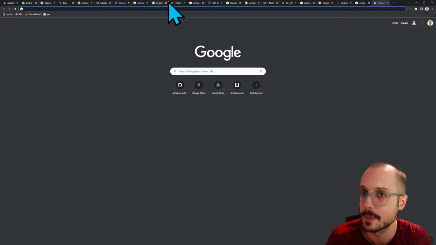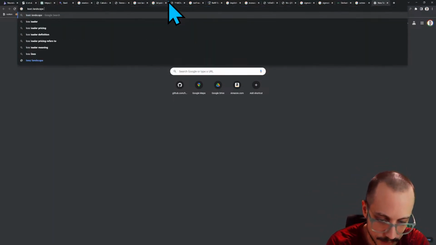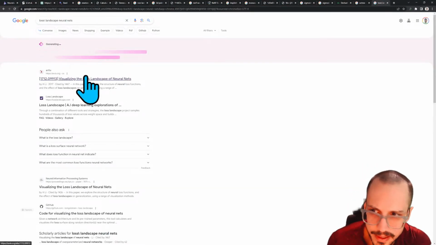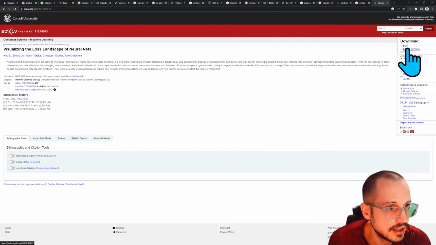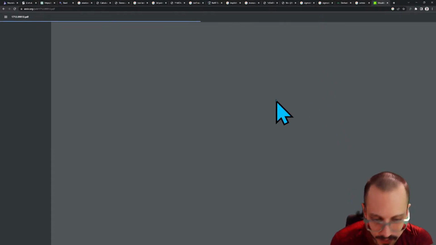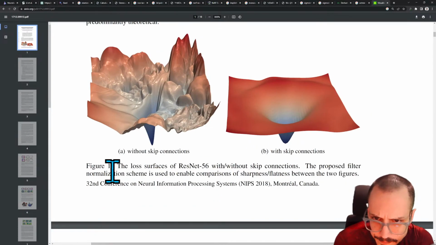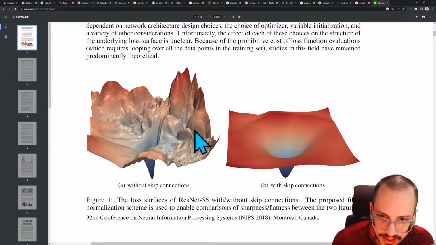All right, I'm back. Loss landscape neural nets. Yeah, this paper is really good. If you guys are interested in papers, this is one of my favorite papers, where basically they look at the loss landscape of neural nets. But this is what you should think of when you think of loss landscape.